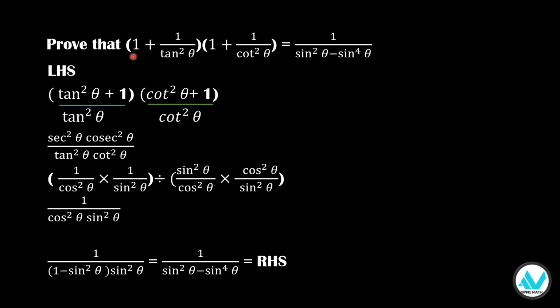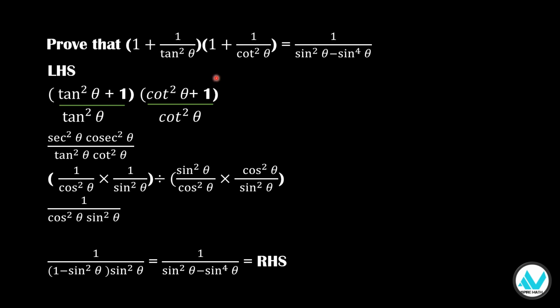Now here, 1 is a whole number, whereas 1/tan²θ is a fraction. I cannot add a whole number with a fraction, so let me write this 1 as 1/1. Here again I am going to write 1/1. Now for the first part, let me take the LCM. The LCM here will be tan²θ, so let me multiply the denominator by tan²θ and the numerator also by tan²θ. So I get (tan²θ + 1)/tan²θ.